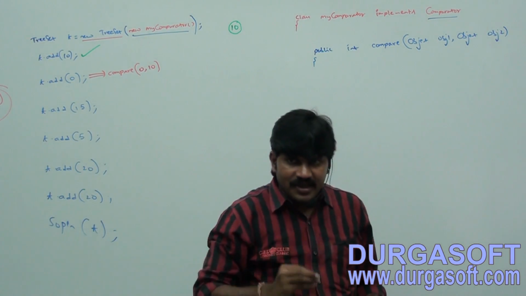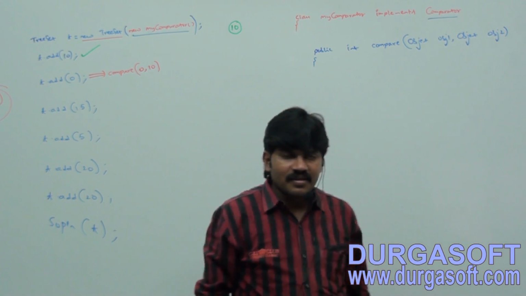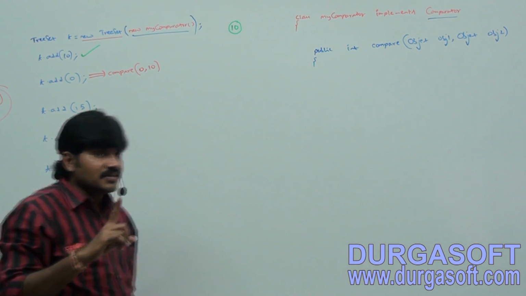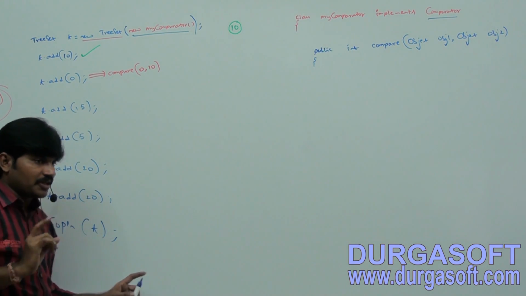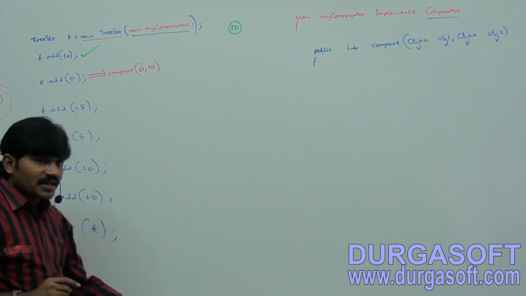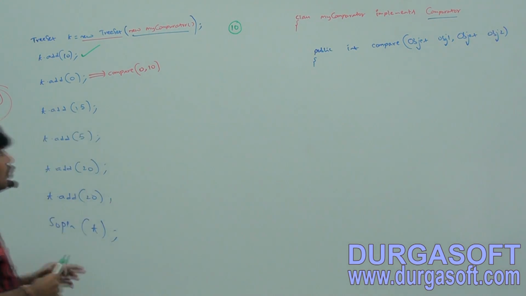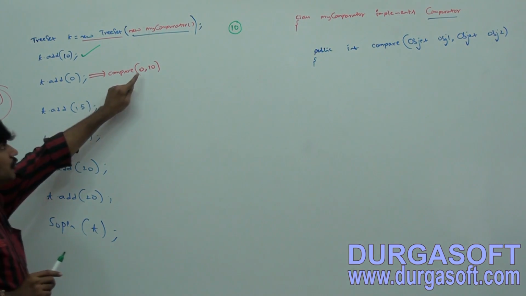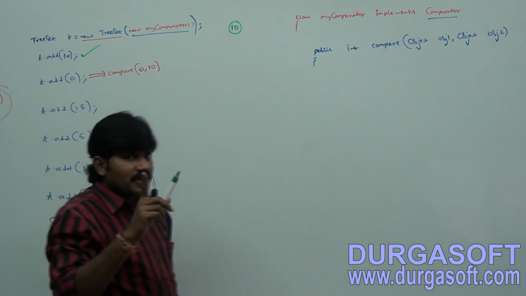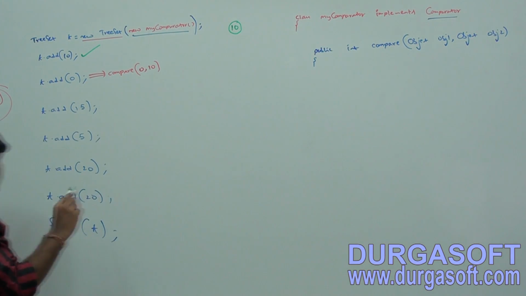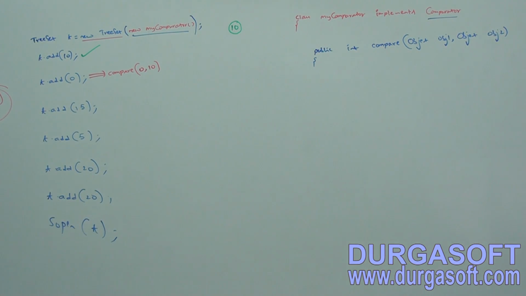Our required sorting, ascending order or descending order? Descending order. Take special care. Very, very important point here. Sir, our required sorting is ascending or descending? Descending order, right? If it is a descending order, 0 should come before 10 or after 10? After 10. Because in descending order, 0 should come after 10.